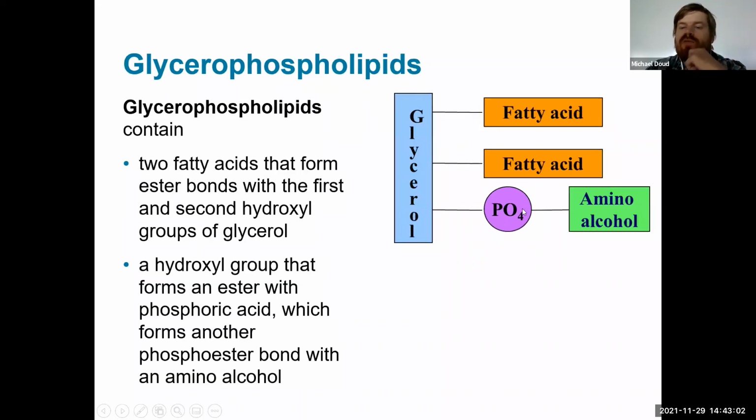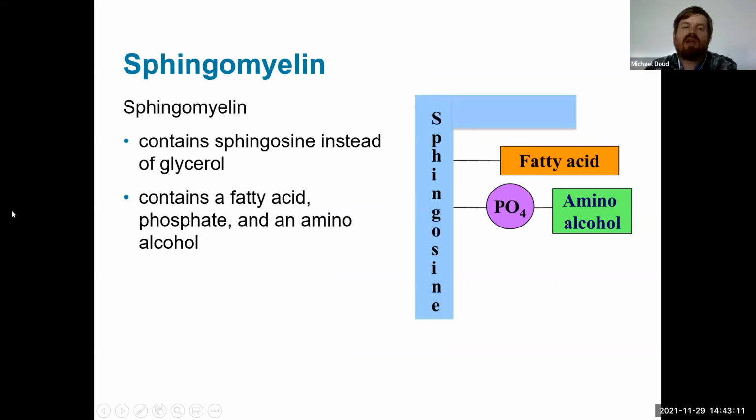Now, the word here is phosphoester, so it's similar to an ester bond, but it's distinct because it's got a phosphorus rather than a carbon. Now, one that's even weirder than that is sphingomyelin, for example. Sphingomyelin, rather than glycerol, has a more complicated molecule called sphingosine. Now, you don't need to know the structure of sphingosine. You just need to know that sphingomyelin contains this backbone sphingosine that's connected first to a fatty acid and then via a phosphate to another amino alcohol.